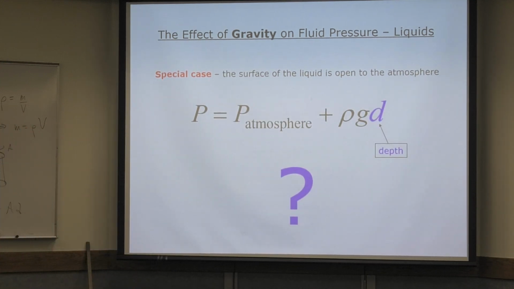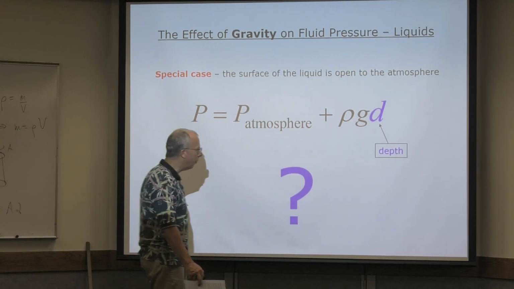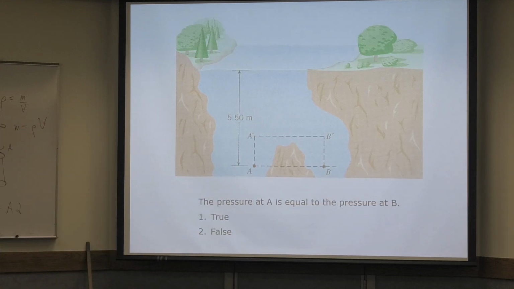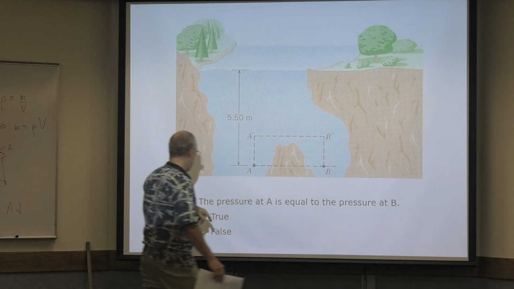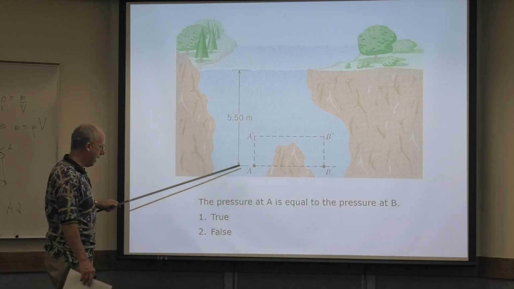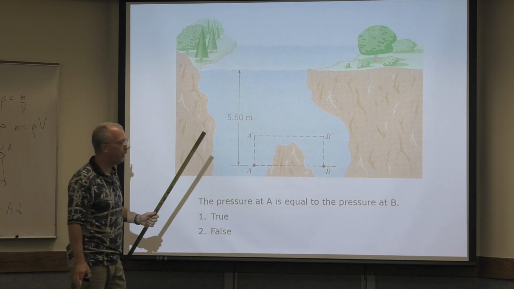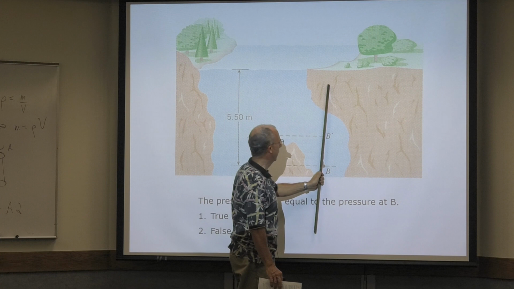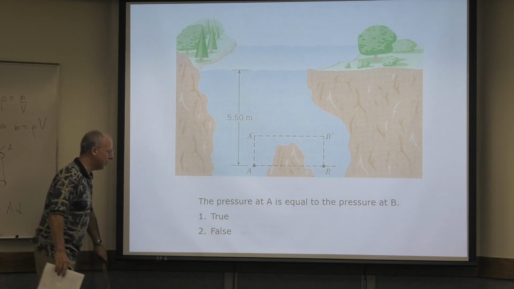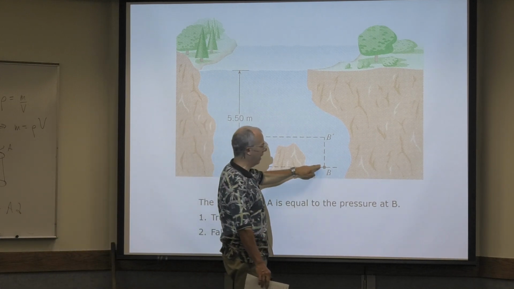Now, we got to be careful. What do we mean by depth? I mean, you think it's simple. Well, hold your horses. Okay, here. So here, this is a lake or something, I don't know. And here's the question. The pressure at A, is it equal to the pressure at B? Well, A is directly under the water. B is underneath this cliff thing, right? So, are the pressures the same? In other words, is this depth the same as the depth for B?